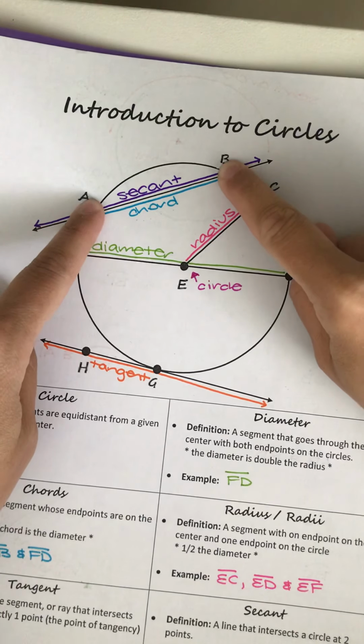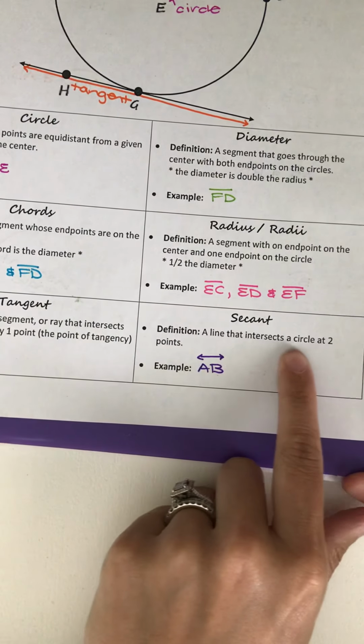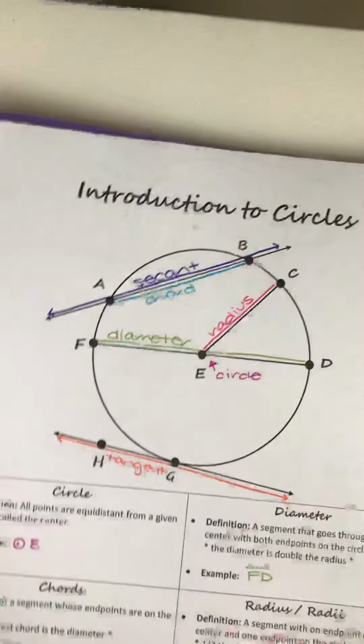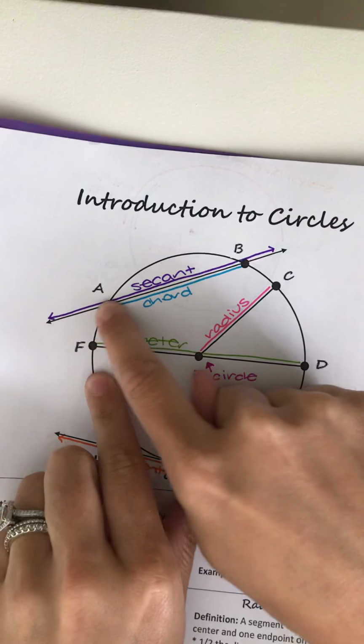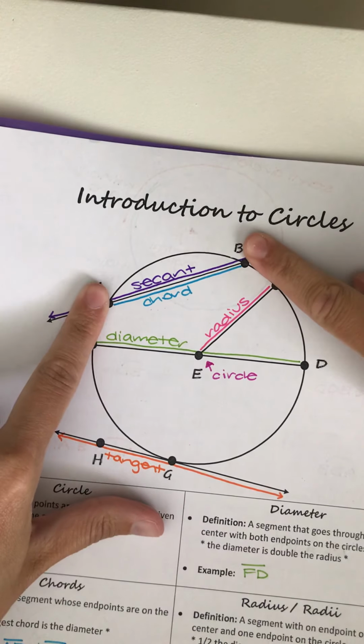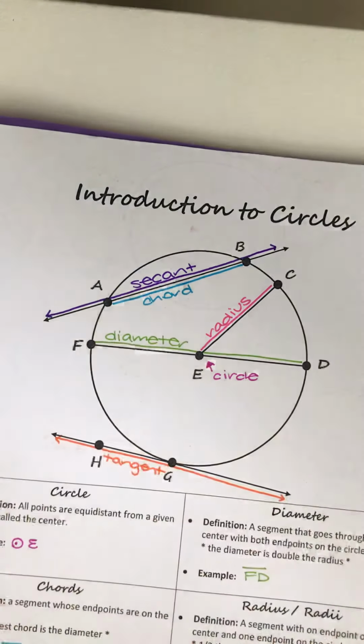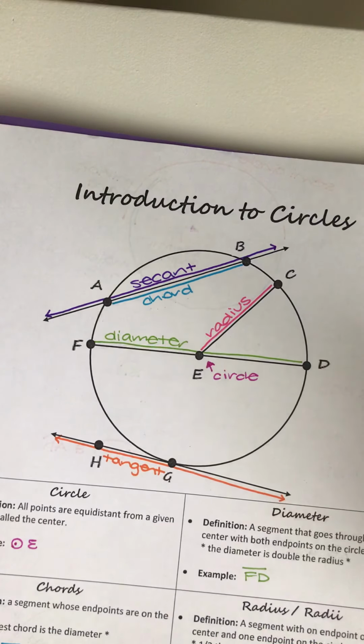If you notice above, it is in purple, it says the word secant, and that's a line that intersects a circle at 2 points. So a secant continues through those points. Part of that secant is your chord, but it continues past the circle, so that's called a secant.